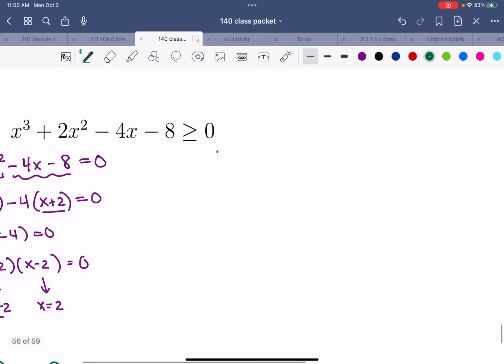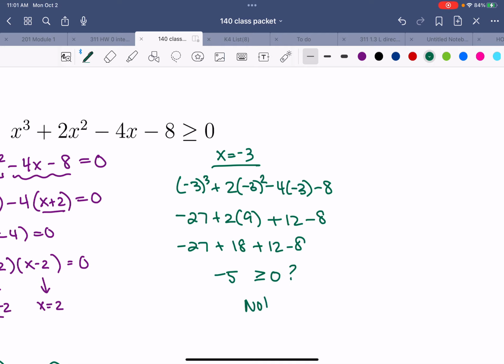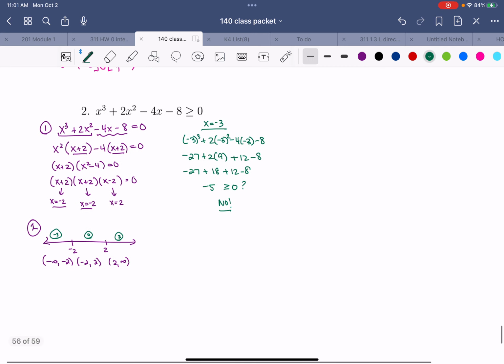Okay, so I'm going to start with x equals -3. And that's going to give me -3 cubed plus 2 times -3 squared minus 4 times -3 minus 8. -3 cubed is going to be -27. -3 squared is 9. So that's 2 times 9, plus 12, minus 8. And so that's -27 plus 18 plus 12 minus 8. All right, what do we got? So 18 and 12 is 30, minus 8 is 22, plus -27 gives us -5. Is that greater than or equal to 0? No, it's not. So that interval is one we're going to cross off.